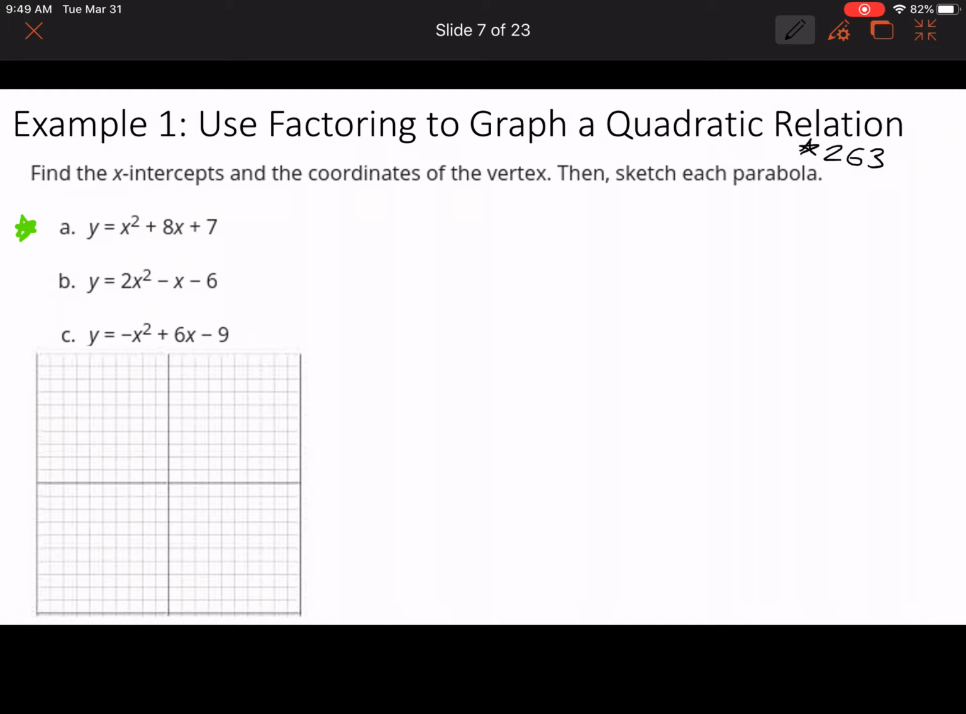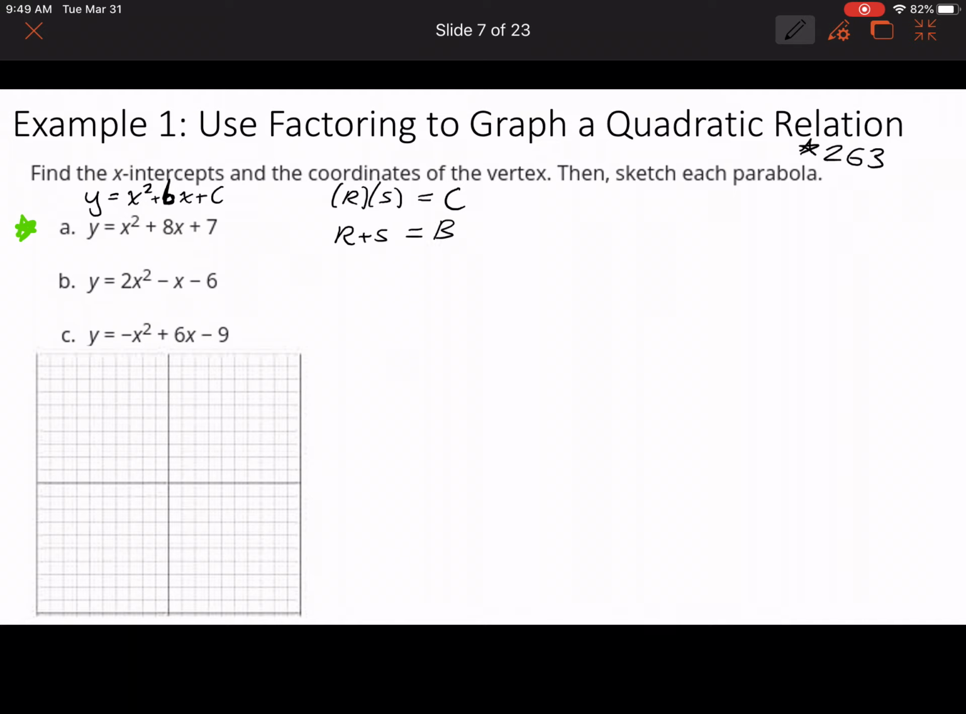So this one is y equals x squared plus bx plus c. There's no a term, so all we have to do is find two numbers. We want to find an r and an s that multiply to c and an r and an s that add to b.